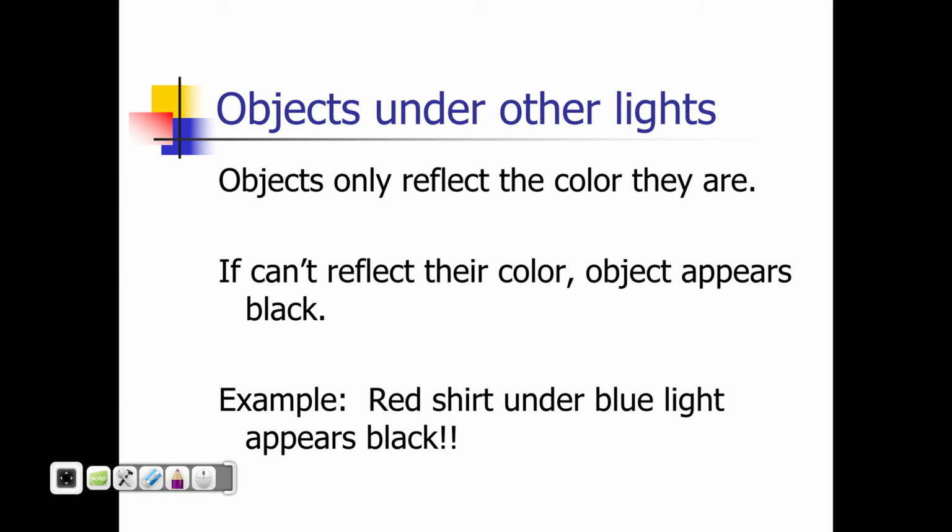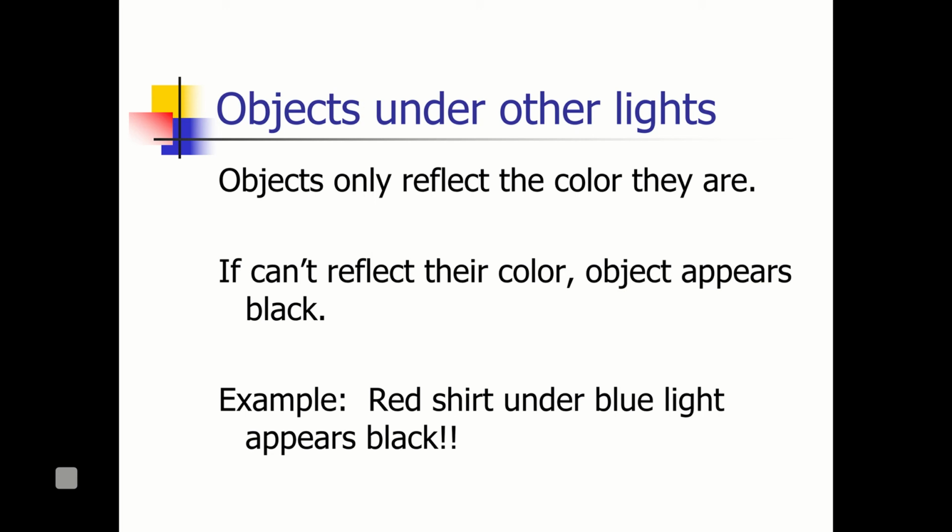Again, objects only reflect the color that they are. If they can't reflect the color, the object will appear black. A red shirt. So what we'll run into is what happens if you put a color under a different colored light. Like I said, objects under other lights.